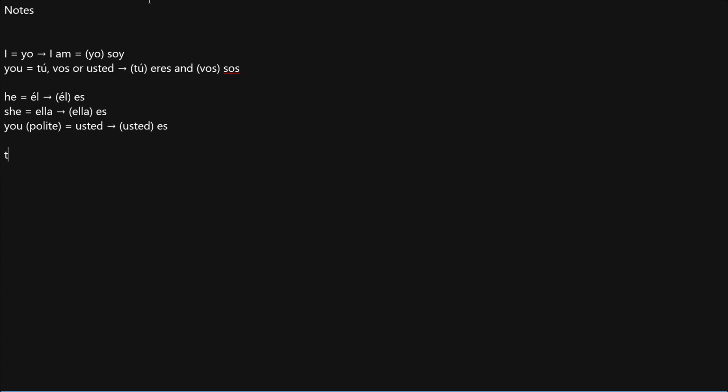Next would be they. And this has two translations: ellos or ellas. This becomes ellos son or ellas son. Ellos son, ellas son. Now, what will this depend on? Well, basically, ellos is... now Spanish also has another property, and that is Spanish is a gendered language.